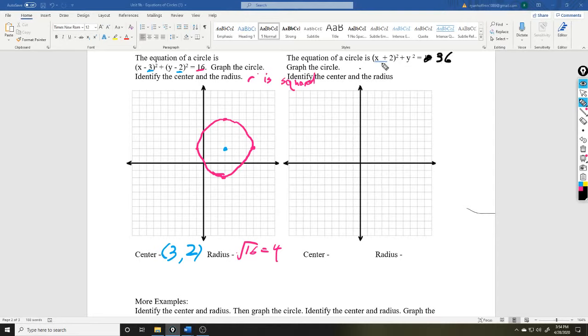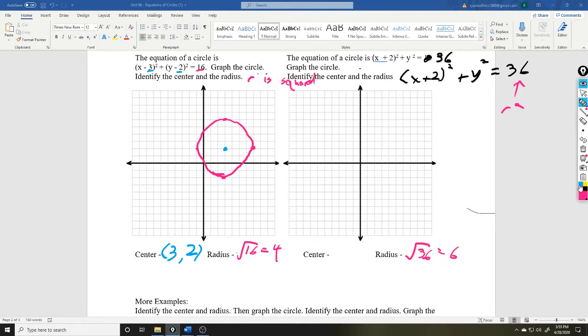So it's going to be x plus 2 squared. Let me rewrite the equation: x plus 2 quantity squared plus y squared. What does that mean? Now that my number here is 36, remember this is r squared. So when I find my radius, I want the square root of that. Square root of 36 is 6.